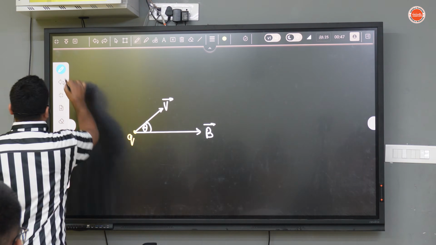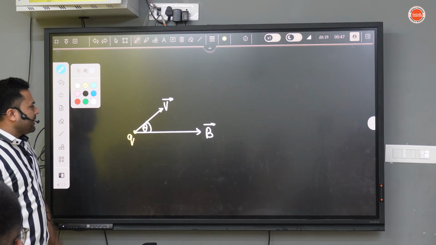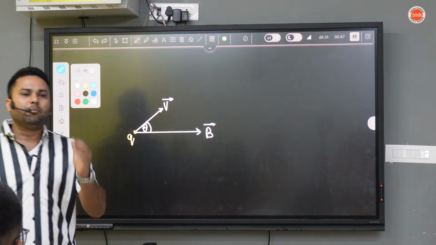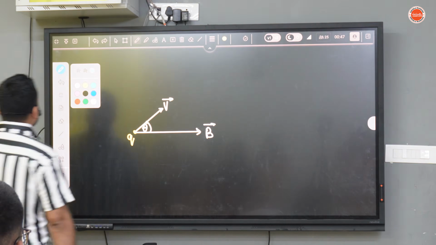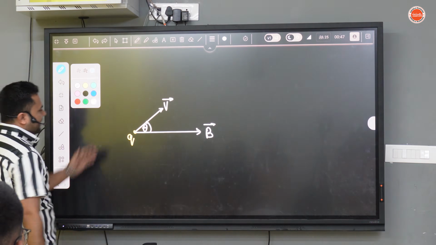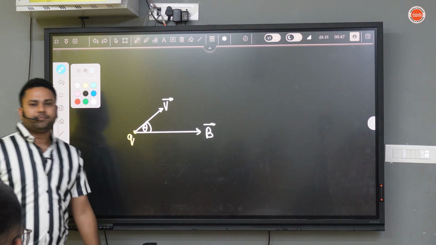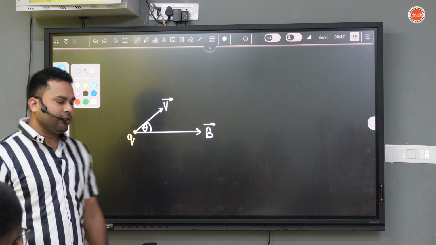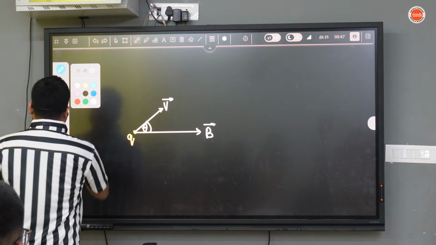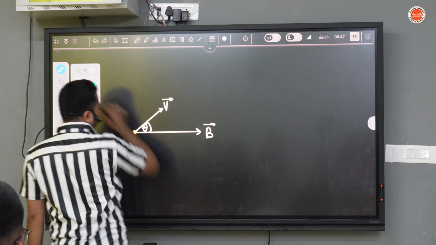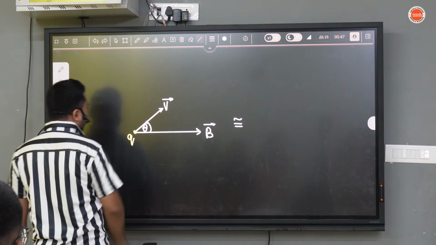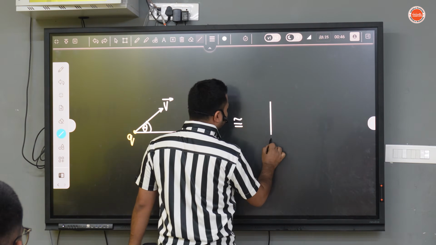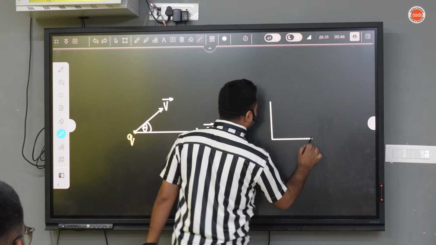Now what can we do? They will ask what will be the motion of the charged particle? Okay. So basically, can I resolve this velocity in two components? Velocity can be resolved in two components. So we can say this is equivalent to velocity with two components I will draw. One component like this, one component like this.